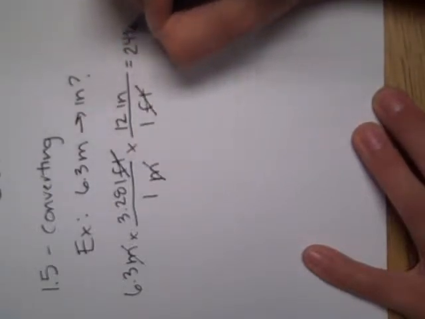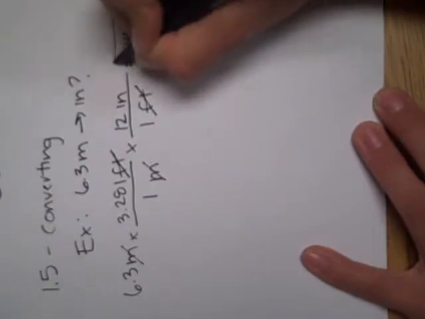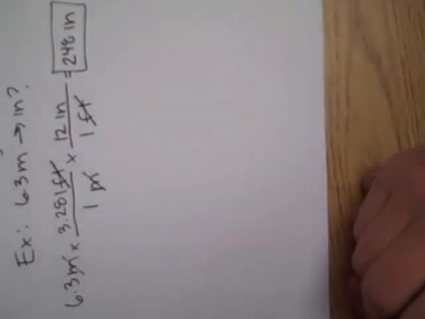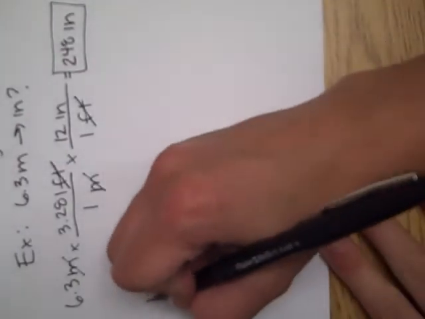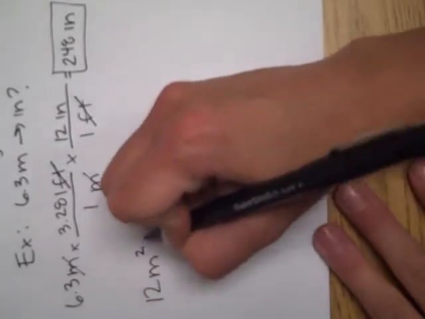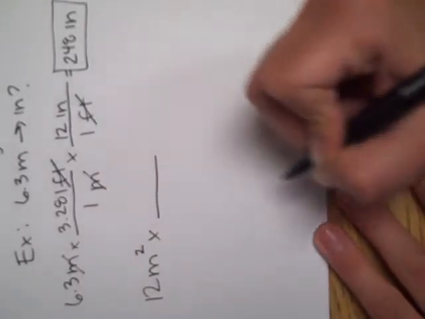And so I get 248 inches as my answer. Now, one reminder that we may not have seen for a while, if we want to do the same kind of thing, but let's say I have 12 meters squared and I want to get it into inches squared.